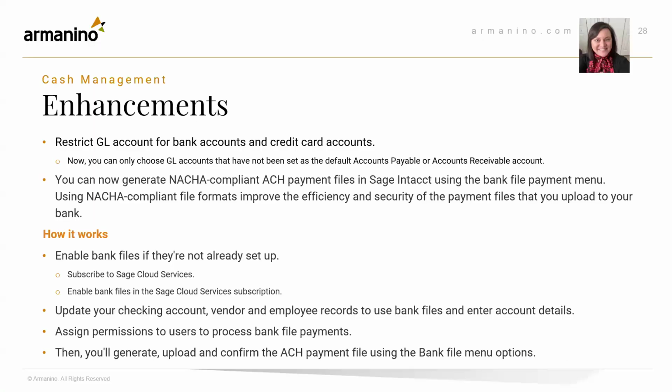All right, turning gears to cash management enhancements. So now you can restrict GL accounts for bank accounts and credit card accounts. This will help you to choose GL accounts that have not been set as the default AP or AR account, assisting with the generation of NACHA compliant ACH payment files in Intacct using the bank file payment menu. That will really help you to improve efficiency and security of the payment files that you then download to then upload to your bank. And below gives you some directions on how that works. So you can just follow that step by step to be able to enable that.